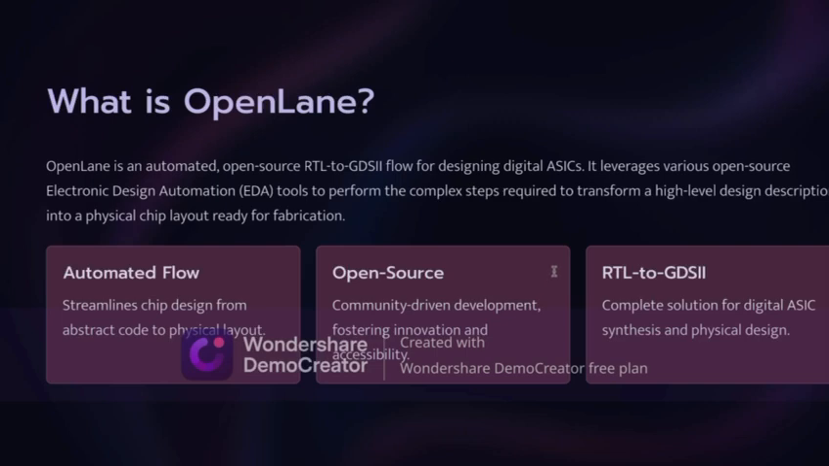First of all, we start off with what is OpenLane. Most of you may be wondering what is OpenLane, you may not know what it is. So we'll be discussing OpenLane. OpenLane is an automated open source RTL to GDSII flow for digital ASIC design. It leverages various open source electronic design automation, which stands for EDA, tools to perform the complex steps required to transform a high-level design description into a physical chip layout ready for fabrication.